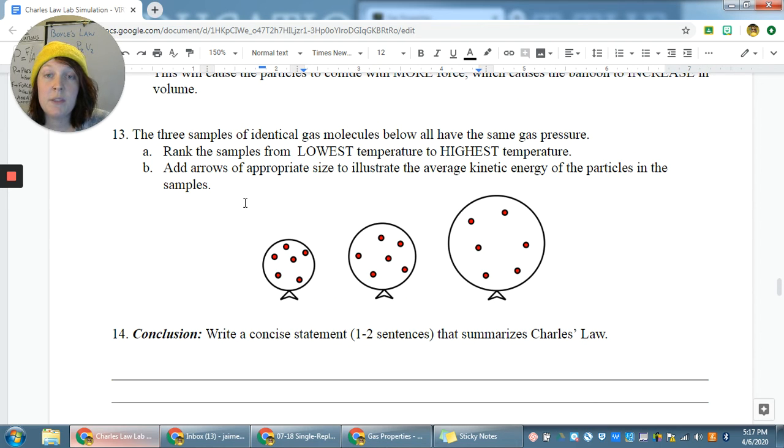Number 13, the 3 samples of identical gas molecules below all have the same pressure. First, rank the samples from lowest temperature to highest temperature. You can do this just by placing a 1, a 2, and a 3 over each balloon, 1 being the lowest, 3 being the highest temperature. Then you need to add arrows of appropriate size to illustrate the average kinetic energy of the particles in the samples. And remember, the Read This section on page 2 tells you how to use those arrows.